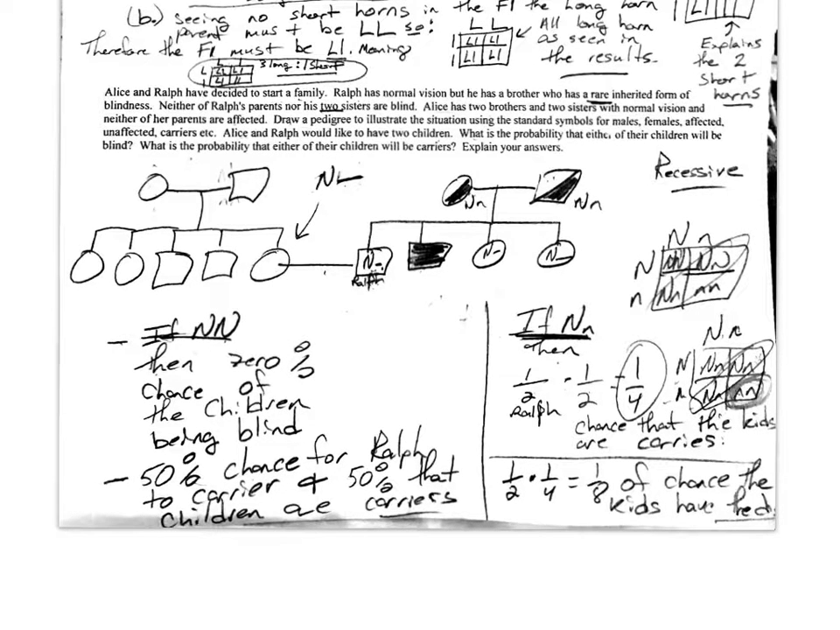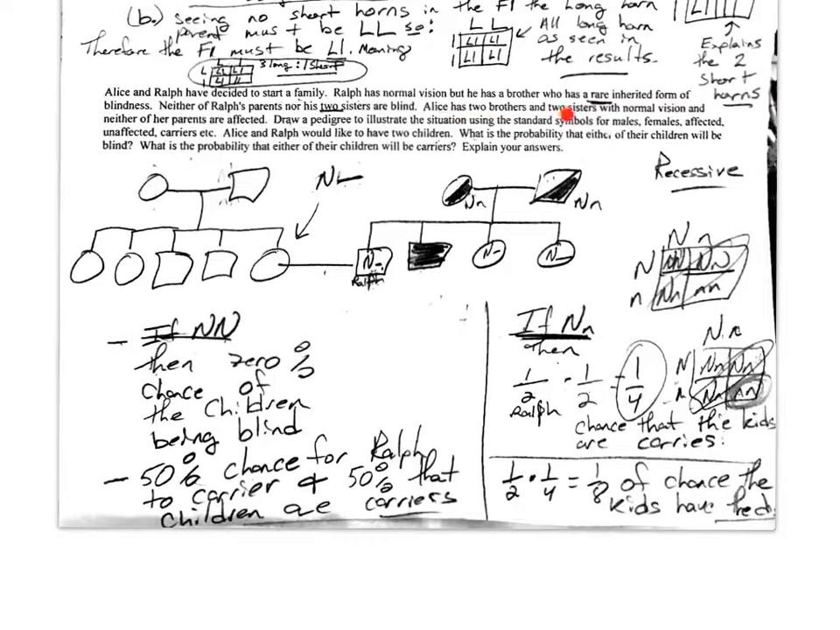So Alice and Ralph have decided to start a family. Ralph has normal vision, but has a brother who has a rare inherited form of blindness. Neither Ralph's parents nor his 2 sisters are blind. So what I like to do is a pedigree. So where are we? There's Ralph. His two sisters are not blind. His parents are not blind. But then it says Alice.